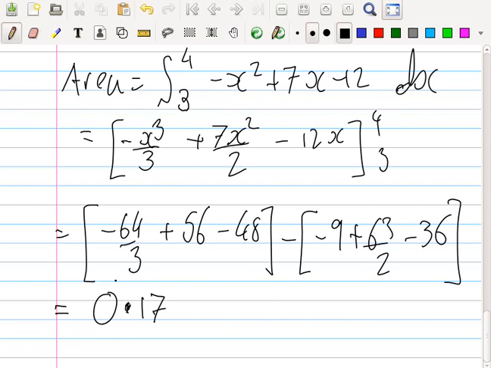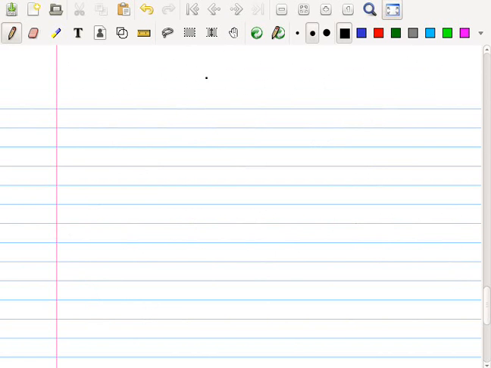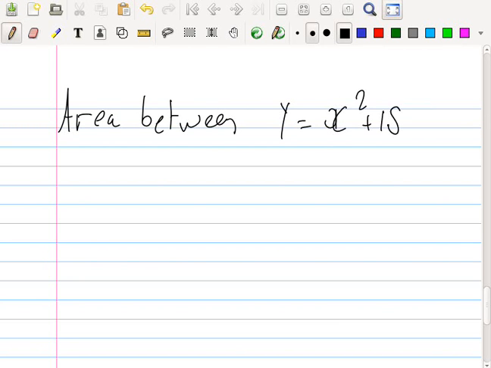Do you have this written down? Yep, okay. Now this one's fine because the area is above. So let's do one maybe where it's below. So I want the area between y equals x squared plus 18x plus 130 and x equals 8 and x equals 11. Somebody give me the two solutions here, please.